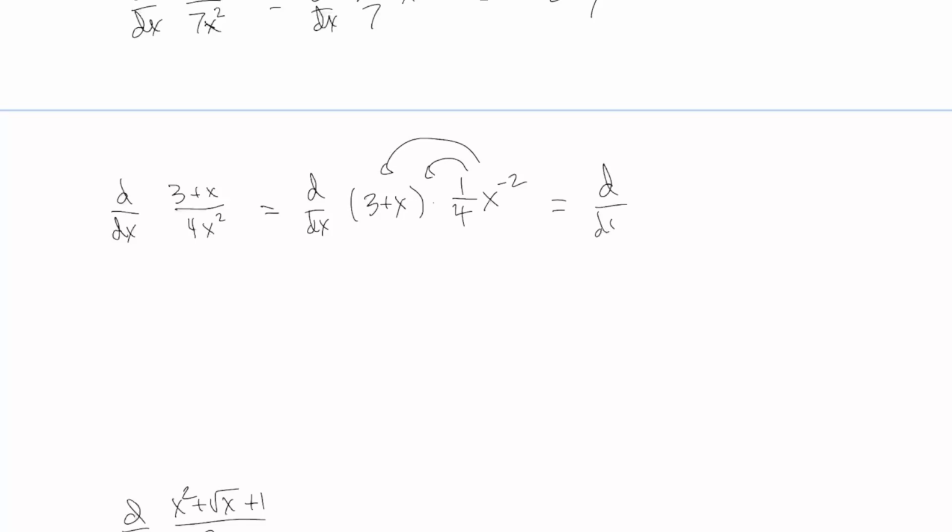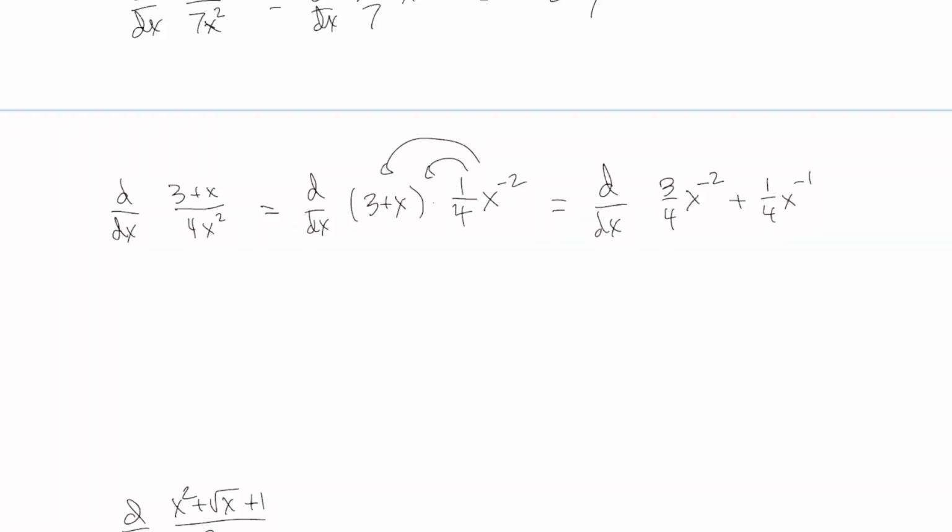We get the derivative of, so the first distribution, the constants, 3 and 1/4 gives me a 3/4 x to the minus 2. And then plus the other one, x and a 1/4 x to the minus 2 is a 1/4 x to the minus 1. That's because we are adding the exponents when you multiply x and x to the minus 2. I hope that's what you got.